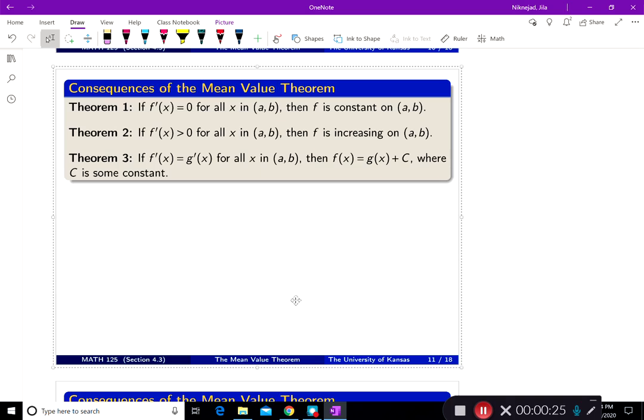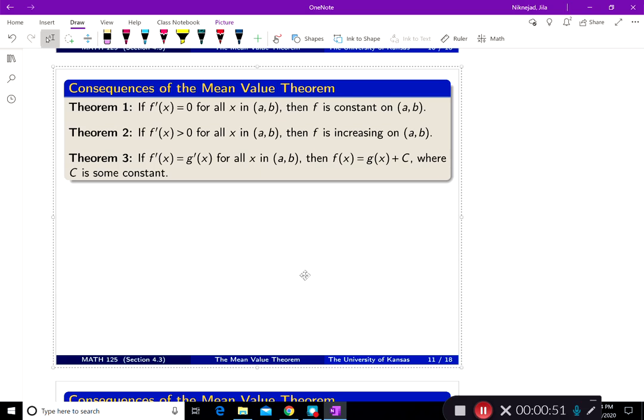Theorem 2: if f prime is bigger than 0 for all x in (a, b), then f is increasing on (a, b). Theorem 3: if f prime of x is equal to g prime of x for all x in (a, b), then f of x is equal to g of x plus c, where c is some constant. So now let's try to prove these using the mean value theorem.